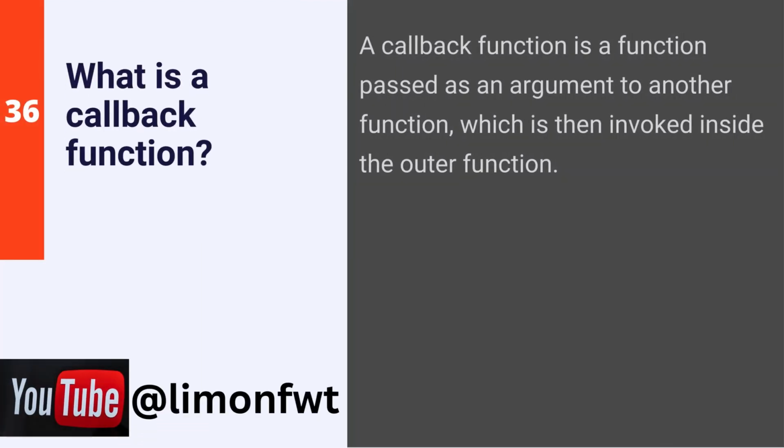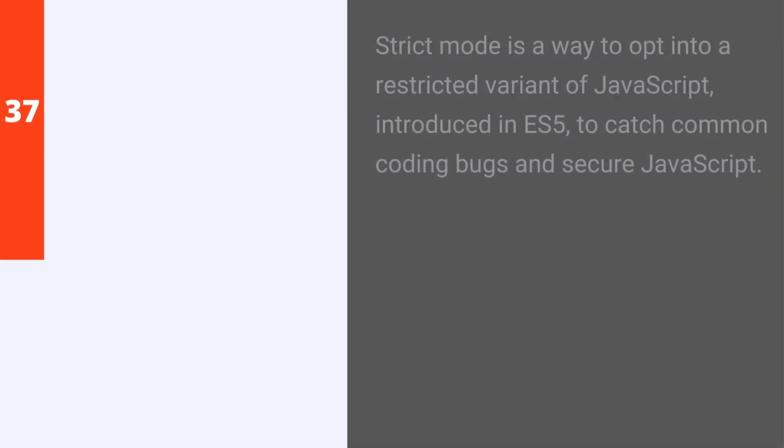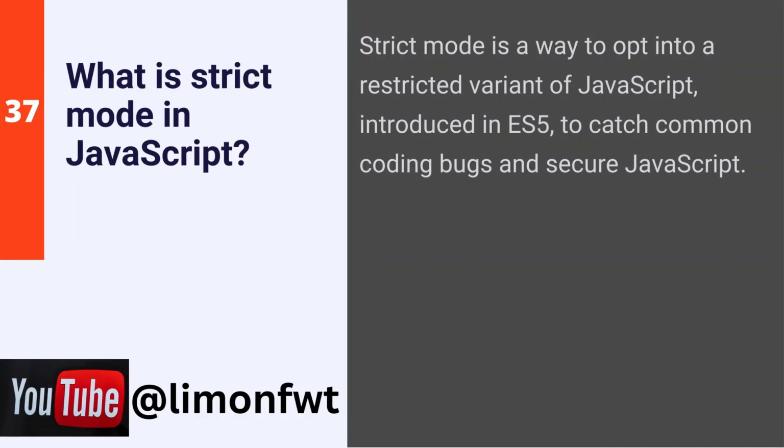What is a callback function? A callback function is a function passed as an argument to another function, which is then invoked inside the outer function. What is strict mode in JavaScript? Strict mode is a way to opt into a restricted variant of JavaScript introduced in ES5 to catch common coding bugs and secure JavaScript.